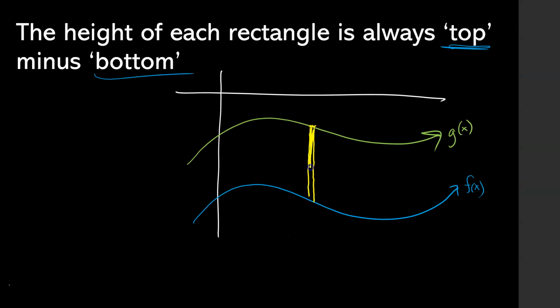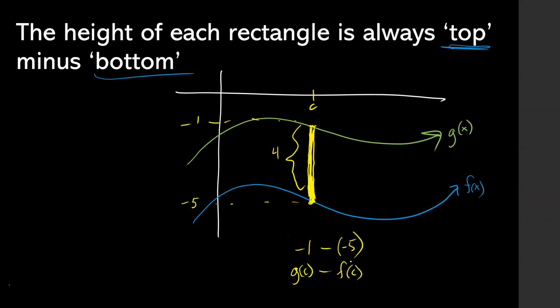And what would the height of that rectangle be if we want this always positive version? So let's say this is happening at c. Let's make up some numbers. Let's say g of c is -1 and f of c is -5. How tall is this rectangle? Well, I think we can all agree that's a 4. How did you get 4? Well, you did -1, which is g of c, minus f of c, which is -5. You did -1 minus -5, or 4.